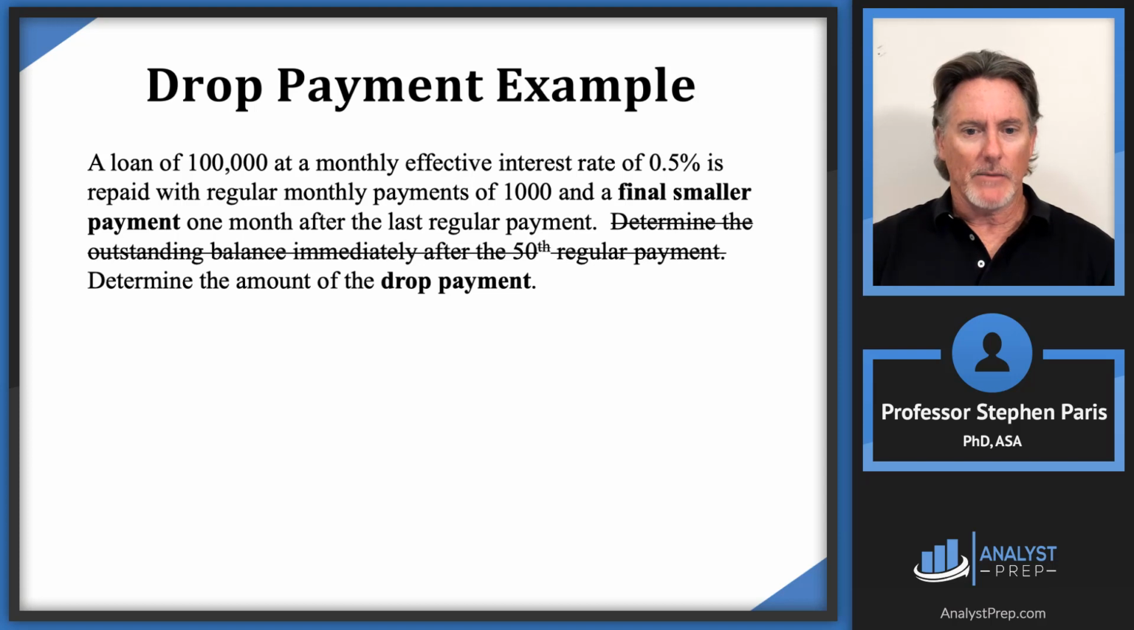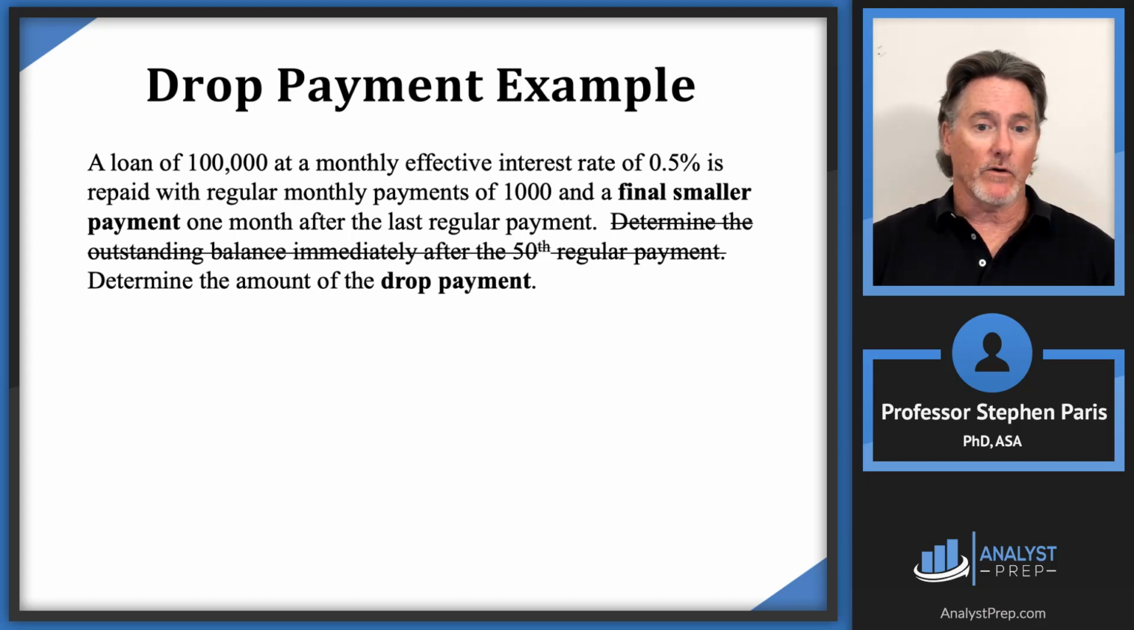That drop payment is that final smaller payment. So when you're in a situation where you're making a bunch of level payments, and then the very last payment is a little bit less than the other payments, it's called a drop payment. So kind of easy context. So now, how do we calculate the amount of that drop payment?